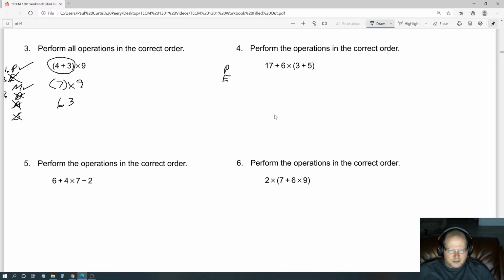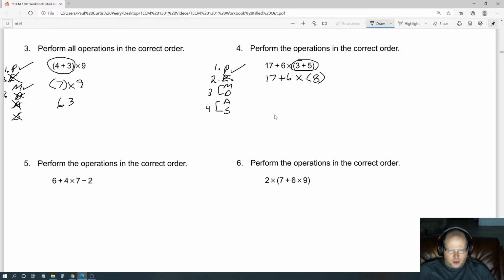Let's move on to the next one. Again, we say PEMDAS. P is for parentheses, which is this step right here. So we keep everything else, and 3 plus 5 is 8. We're done with the parentheses. That means we cannot simplify within those parentheses any further. It's just an 8. Then we move on to exponents. Are there any exponents? No.